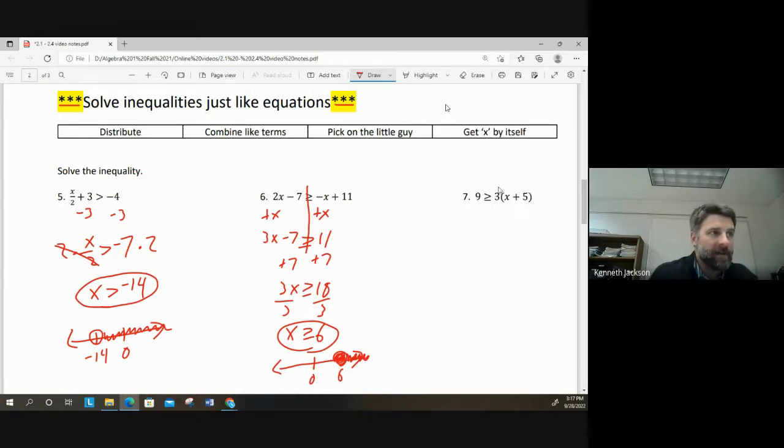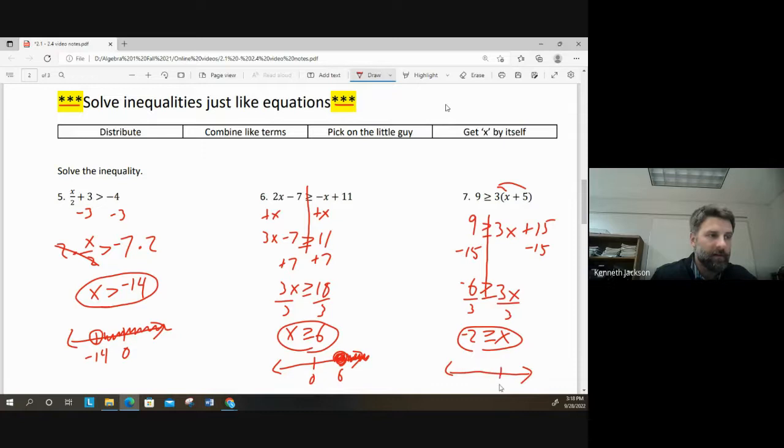And on the last one here, number 7, to get rid of the parentheses, I distribute. That's multiply. There's no combining like terms. There's no picking on the little guy. I need to do inverse operations. Call it opposites if you wanted to. To get rid of a plus 15, you subtract. Get rid of a times 3, you divide. My solution is negative 2 greater than or equal to x. Again, closed circle. And since the x is on the opposite side, we can shade opposite the way the arrow is pointing. So the solving is a lot like we did in chapter 1.